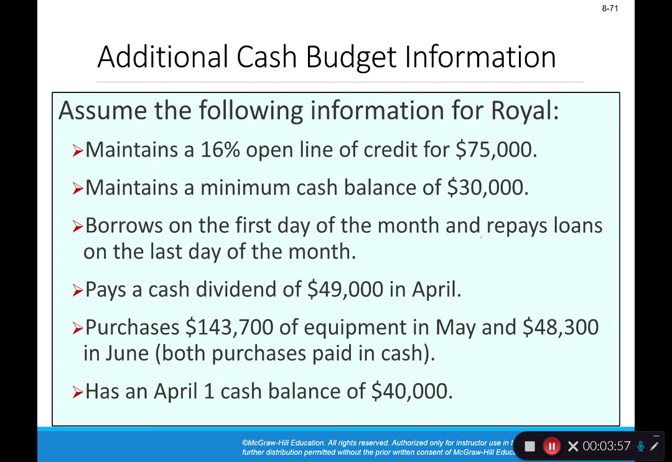We're going to pay a dividend of $49,000 in April, and we're going to buy equipment of $143,700 in May and $48,300 in June, paid in cash. And then we start the quarter with a $40,000 cash balance, which would have been May 31st ending cash.